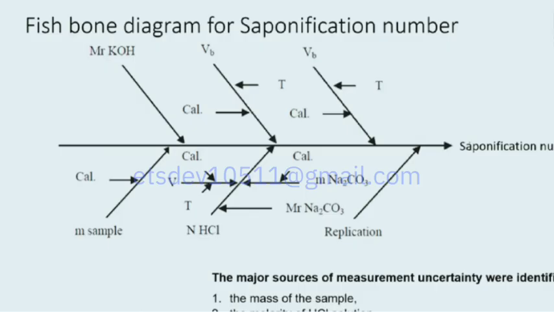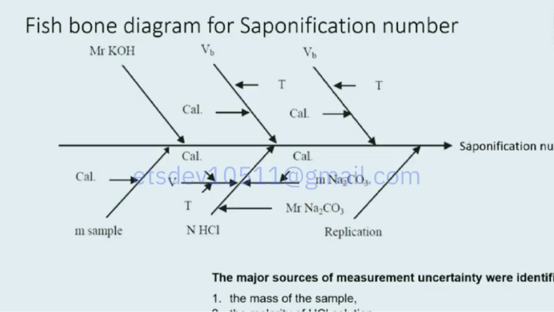So the major sources of the measurement of uncertainty, if we identify, come from how you weigh the sample. So the mass of the sample. So what you do here is you need to put the mass of the sample. That means the uncertainty is coming from the balance. Then the uncertainty can come from the molarity or the concentration of the hydrochloric acid that you're using for titration. So where does the uncertainty come from for the hydrochloric acid?